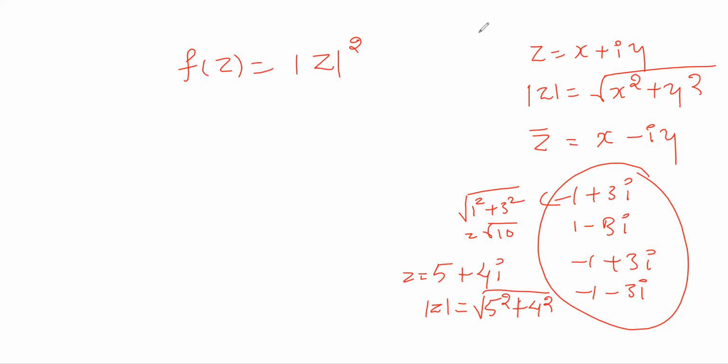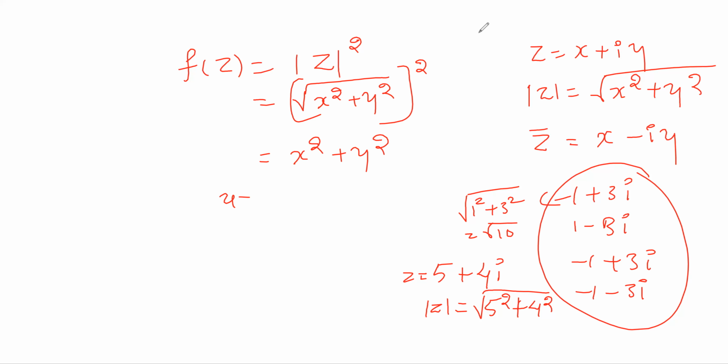Yes, sir. So now according to this, we can write mod z square as the square root of x square plus y square, whole square. The square root and square get cancelled. It will be x square plus y square. So now note down u and v. u is nothing but x square plus y square, and what is the v value? What's the imaginary part? 0, sir.